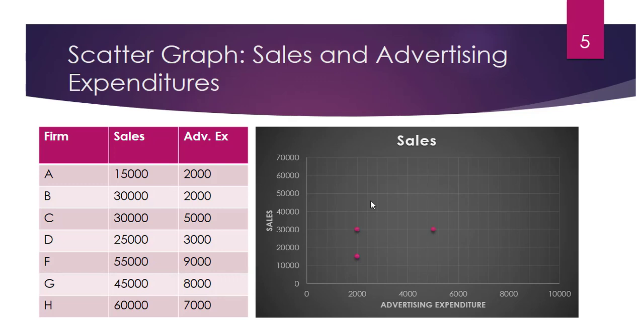Another firm in our sample has $8,000 of expenditures and $45,000 of sales. The graph allows us to present all firms in our sample based on their combination of advertising expenditures and sales. Now, how can we determine the general pattern in the dataset? Can we observe any relationship between advertising expenditures and sales based on the points on our scatter graph?